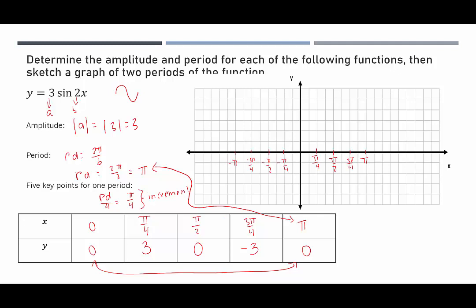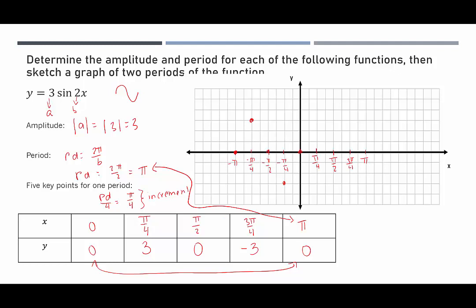The start of the period at negative pi, right, so that's the beginning of one period. That's going to go from negative pi to 0, and would have the same y units as the period that we listed. So I could start at 0. Here I would go up to 3. I go back to 0. I go down to negative 3, back to 0.